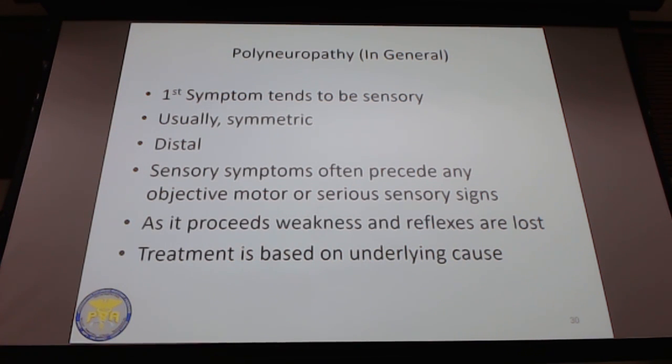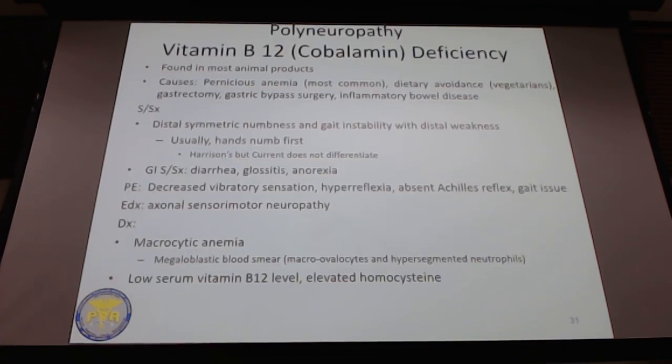All right, some polyneuropathies, right? First, in generalities, first symptoms tend to be sensory. Usually it's symmetric, distal. So what do you guys think about when you hear this? Diabetes, hopefully. So like stocking-glove distribution, numbness or tingling, hands and feet. So we'll get to it in a second. But B12 is another one, so that can cause it.